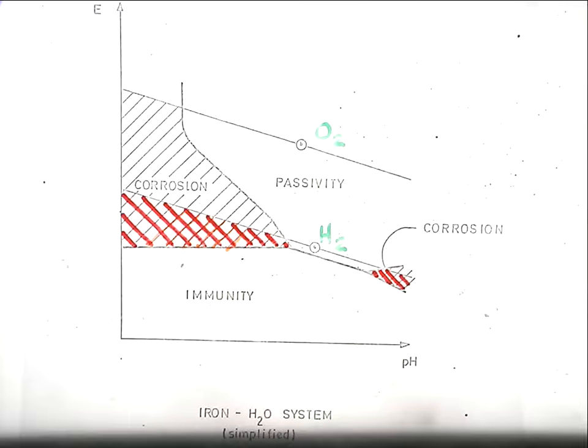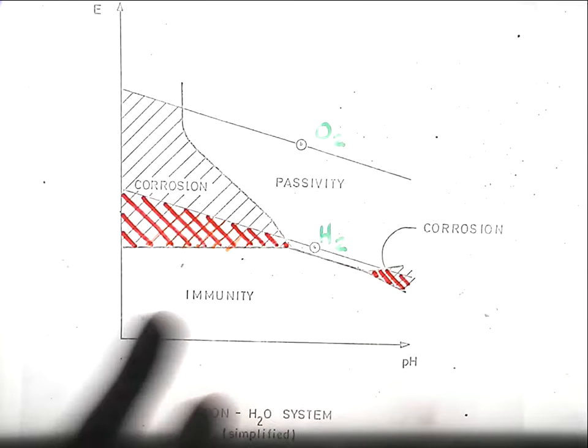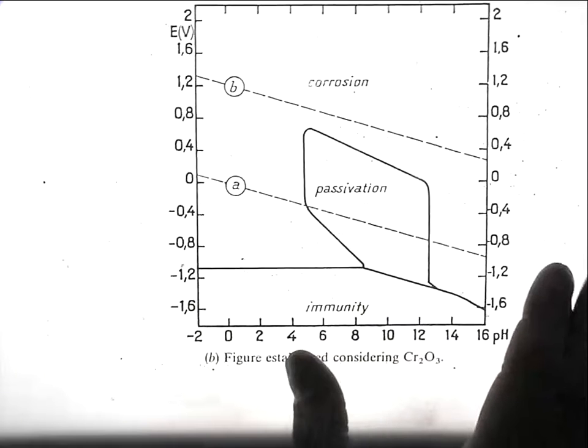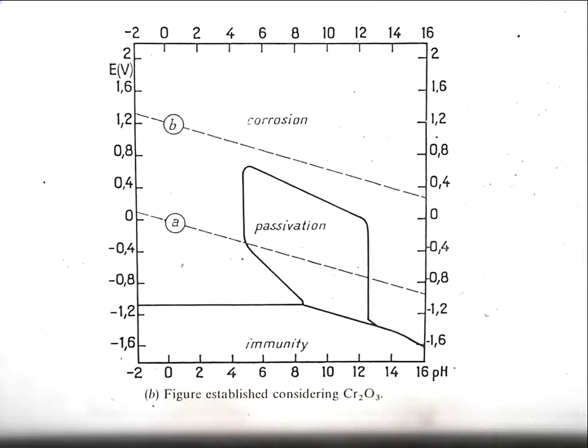So if I show you another one, this is a map for chromium. You don't need the details at all, but the same principles apply. At low potentials, at cathodic potentials, you've got immunity and no reaction. At high potentials on the acid side, and also in this case in the more extended region on the alkaline side, you get corrosion. And then there's an area in the middle where some stable oxide forms where you don't get corrosion. So the principles are the same even if the shape of the plot is different.